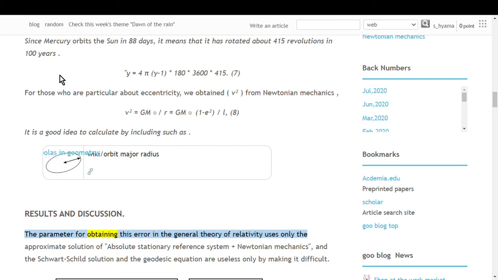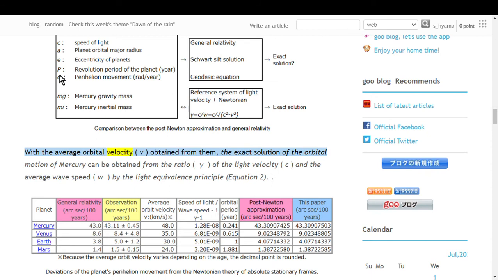The parameter for obtaining this error in the general theory of relativity uses only the approximate solution of the absolute stationary reference system and Newtonian mechanics; the Schwarzschild solution and the geodesic equation are useless, only making it difficult. With the average orbital velocity, v, obtained from them, the exact solution of the orbital motion of Mercury can be obtained from the ratio, gamma, of the light velocity, c, and the average wave speed, w, by the light equivalence principle, equation 2.